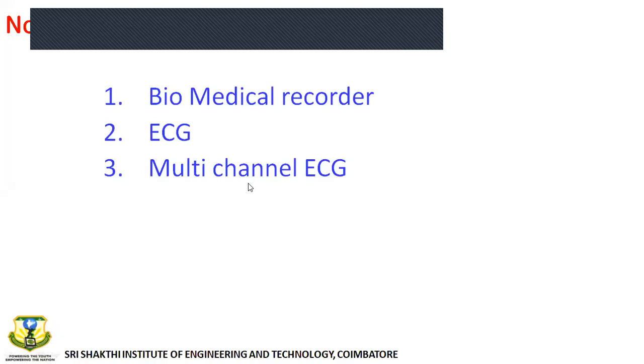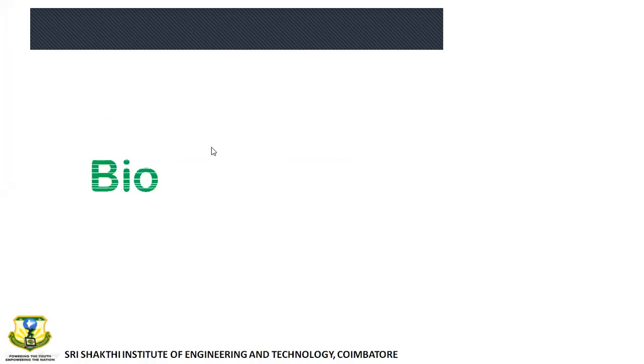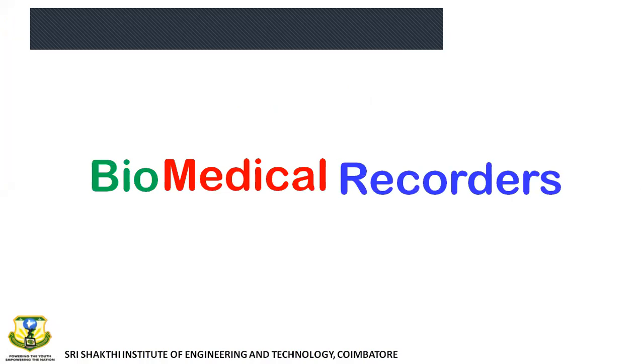So biomedical recorders. It's made up of three words: biomedical recorders. Coming from bottom up, recorder means equipment which is going to record, or going to keep track of, going to account something. So that is what you call a record. A record is something you maintain, something you keep track of. An equipment that does this is called a recorder.